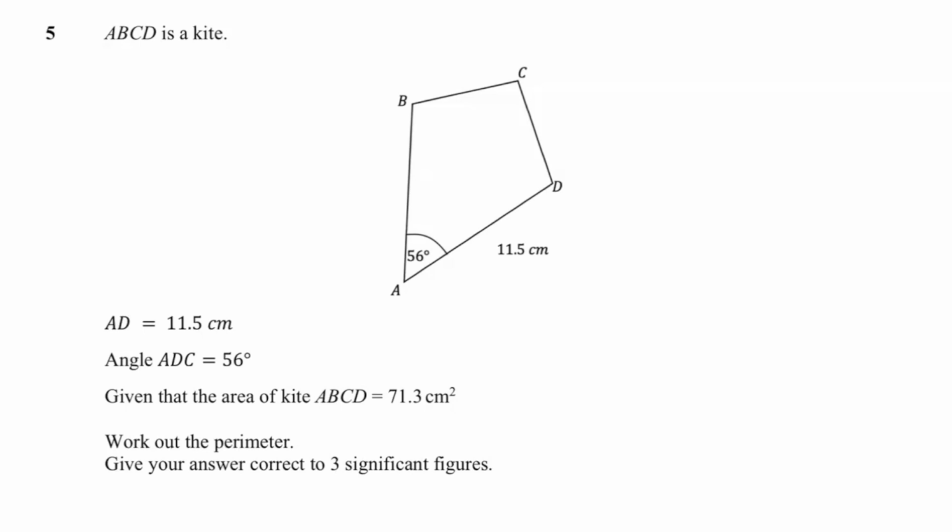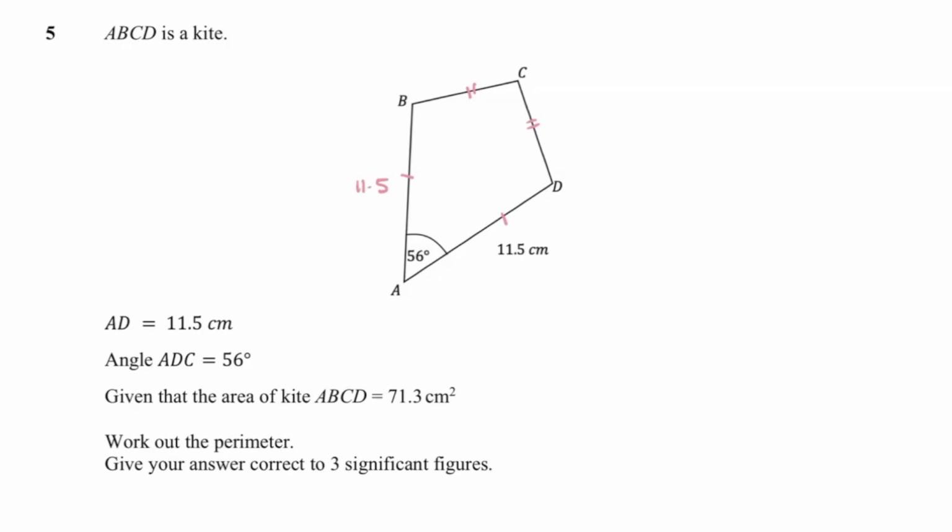Okay, we've got a kite in our next question. We've been given some information and we're being told the area is 71.3 and we need to work out the perimeter. So the first thing I'm going to do is pop 11.5 on this edge because these are equal and actually these two are equal. So it's good to have that where I can see it and don't forget about it.